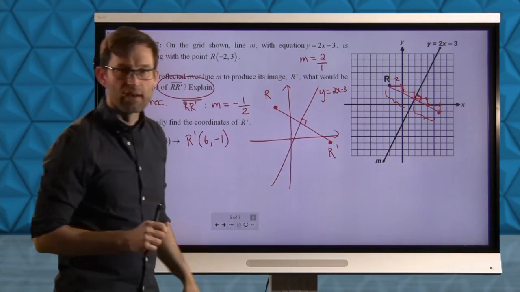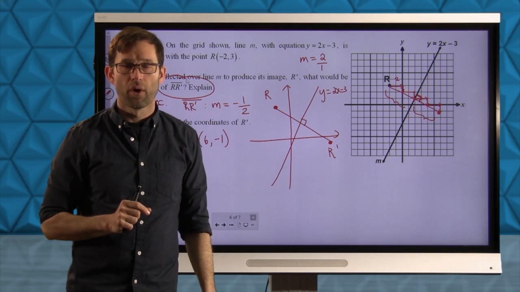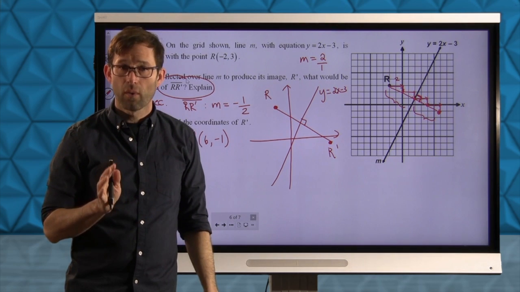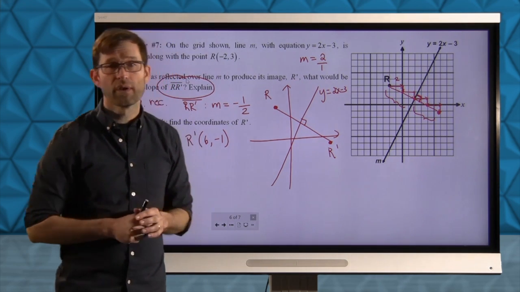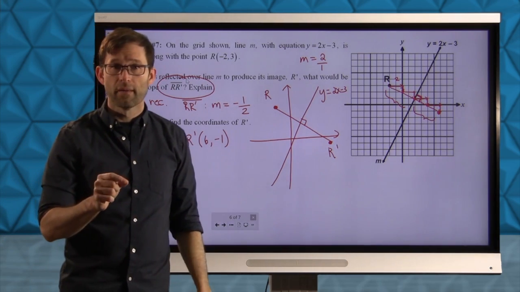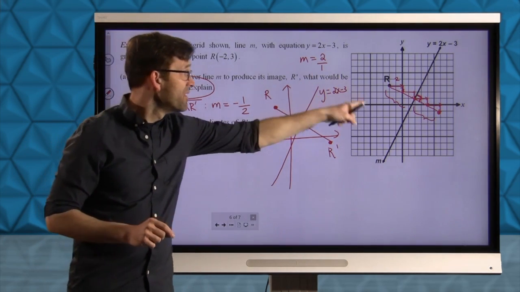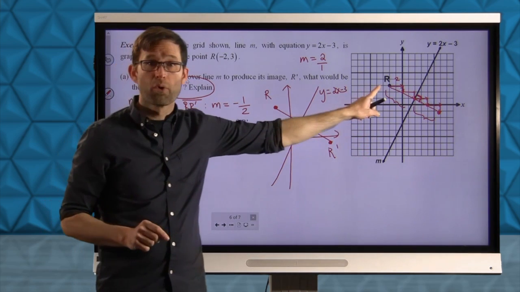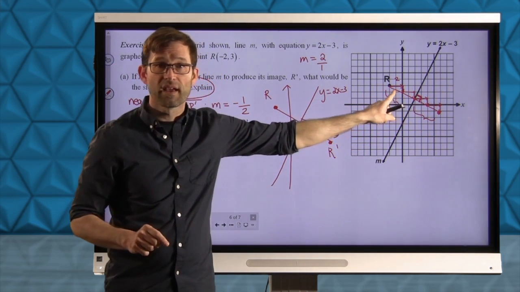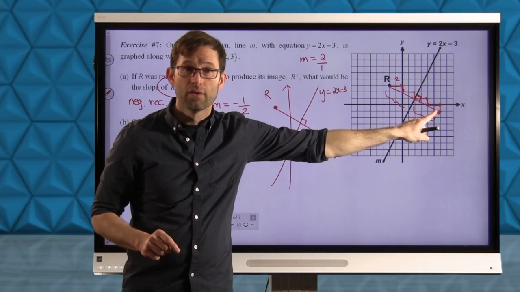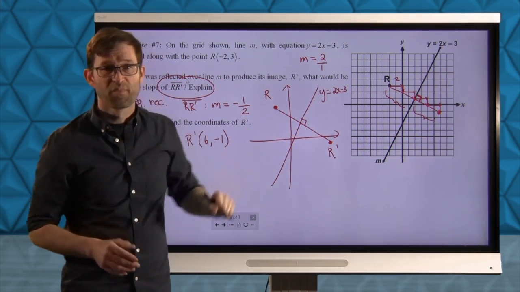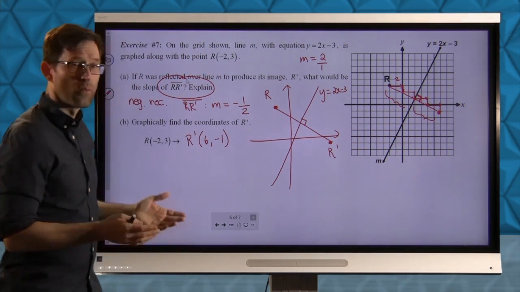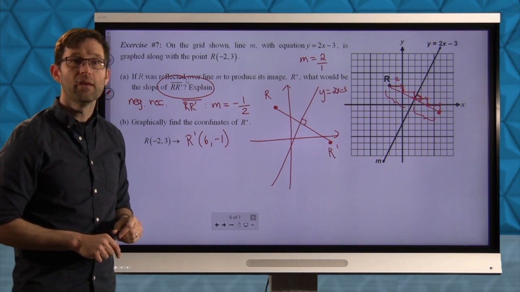And it allows us to figure out the coordinates of R prime. It's quite a challenge because you have to keep a lot of different things in your head. Most importantly, the fact that the line of reflection will be perpendicular to the segment that connects the original point to its image. Let me get out of the way for a second, copy down anything you need, and then we'll wrap up.